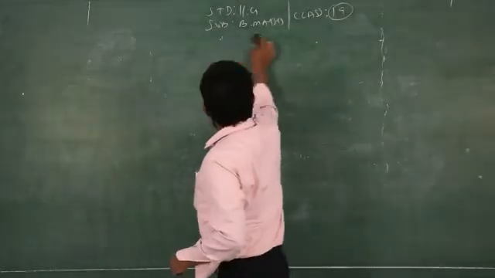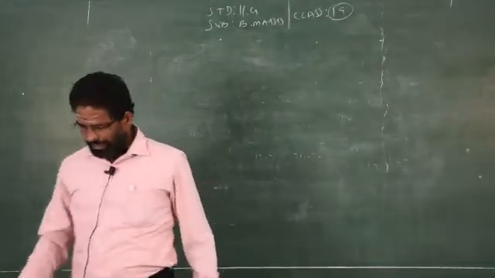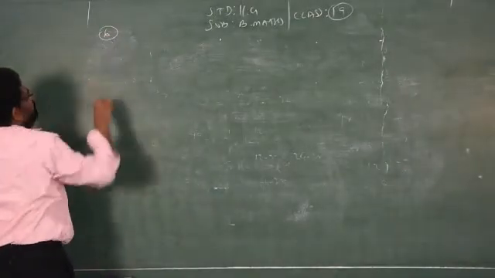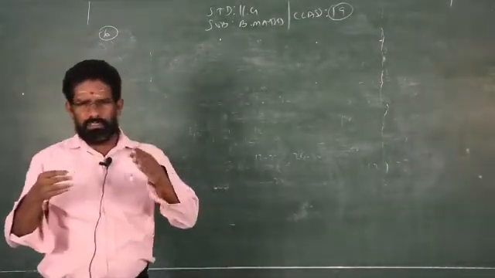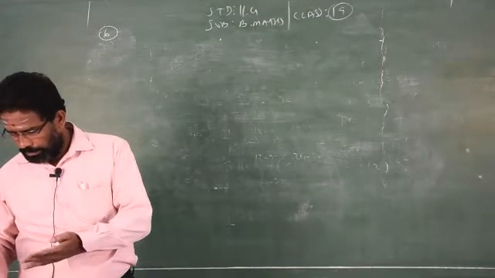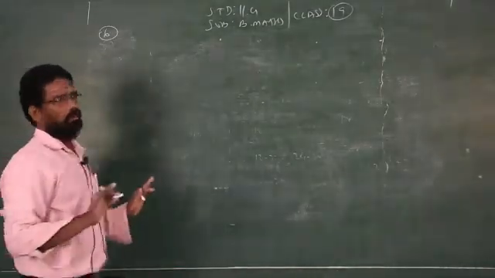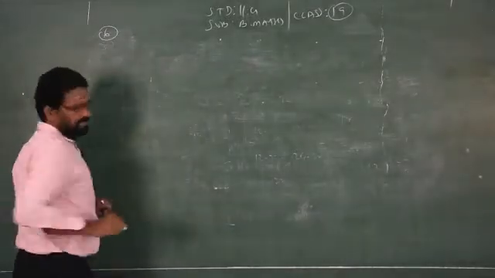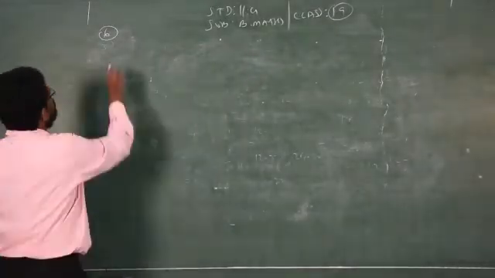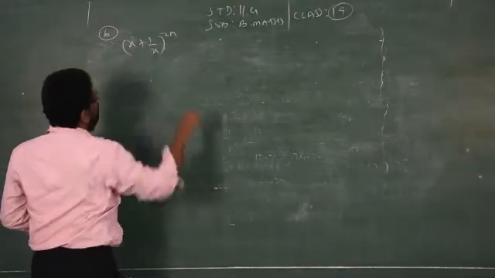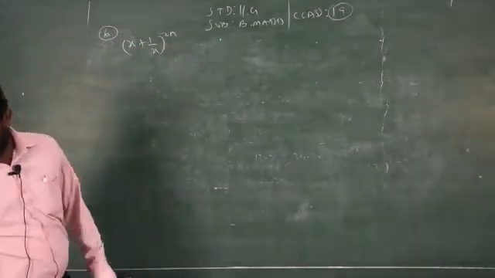Now we will go to the next sum, number 6. This is very simple: prove that the independent term of the expansion is nothing but the same formula. What is given in the question? x plus 1 by x, whole to the power n. Clear?